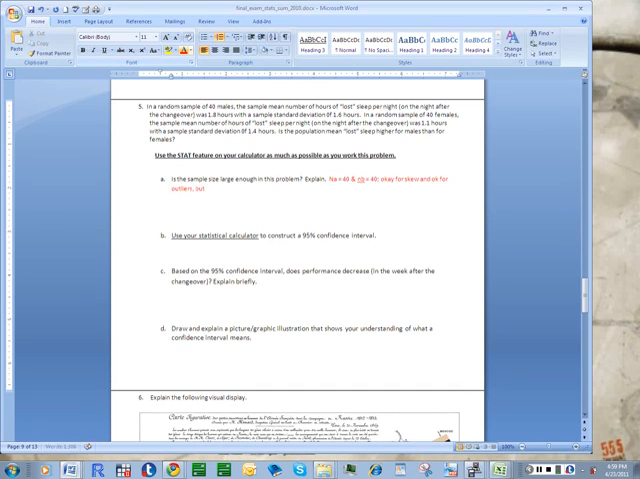But n is not large enough if there are extreme values.